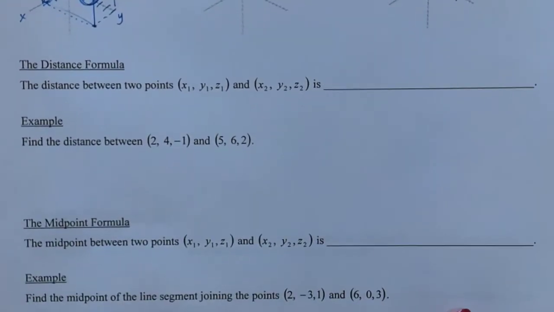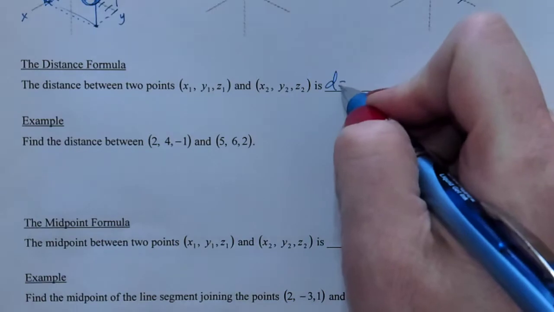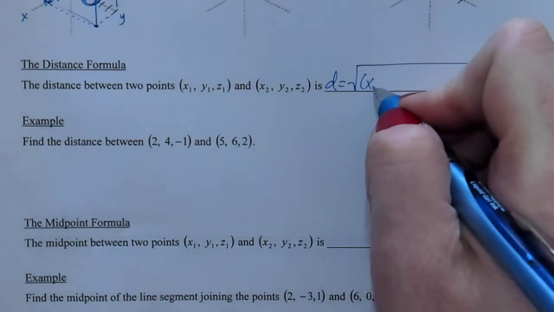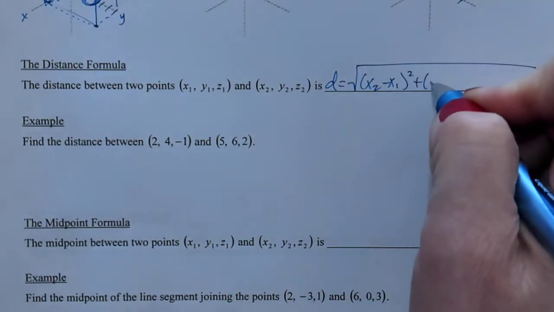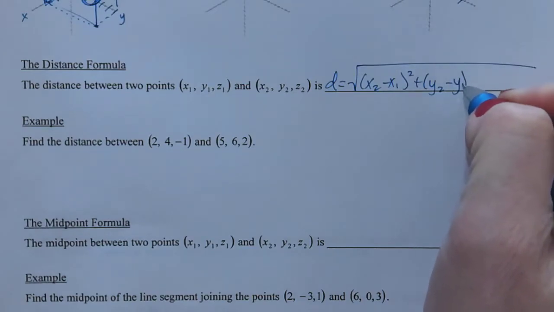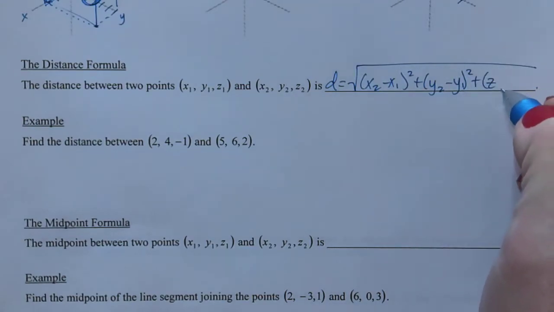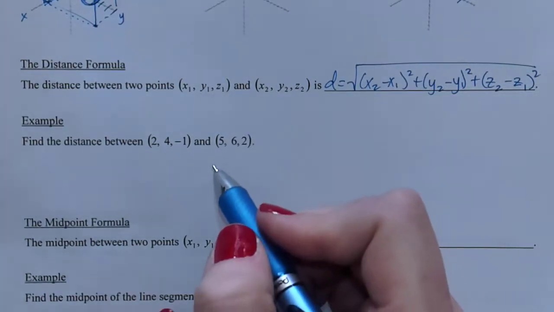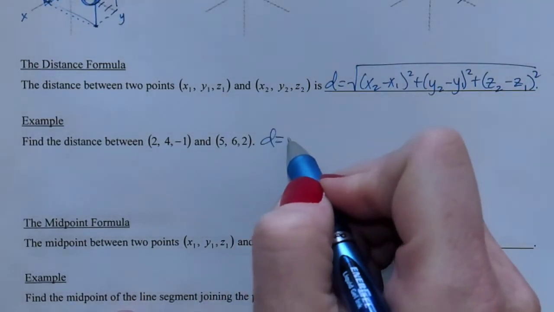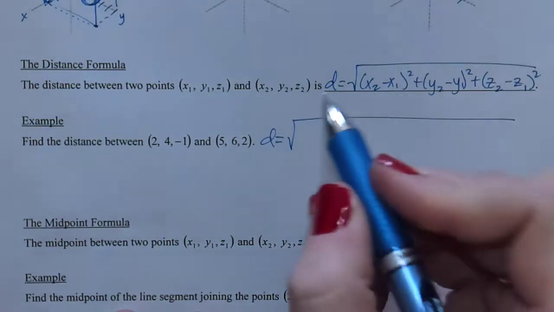Distance formula is the same as it was in 2D. All you're doing now is just adding that third dimension of z. So it's still x2 minus x1, y2 minus y1, and then z2 minus z1. So not really a big change there. You're just adding on that extra coordinate, like I said.